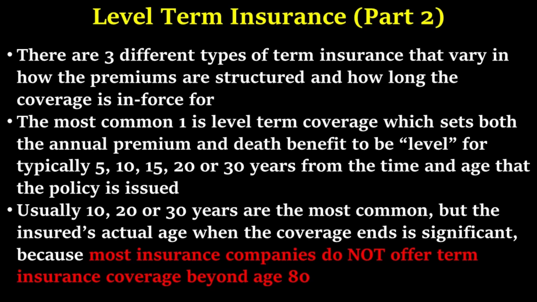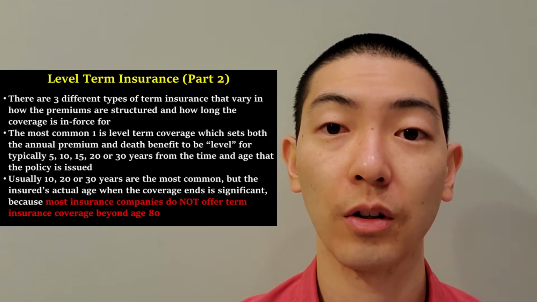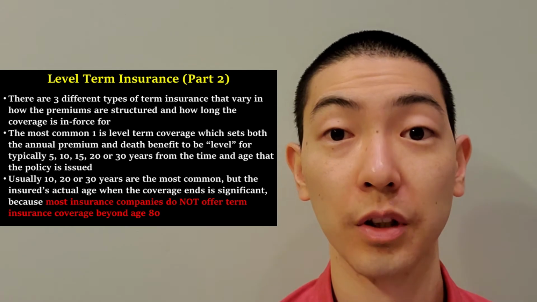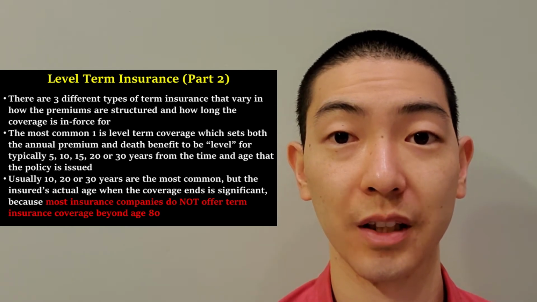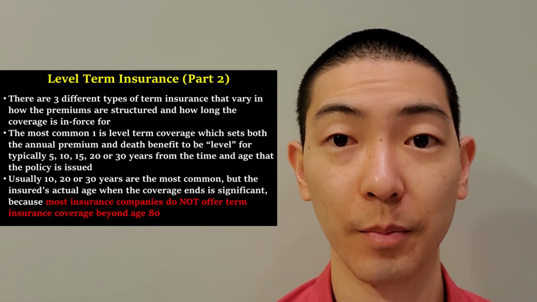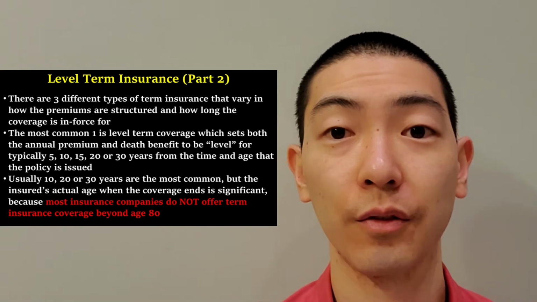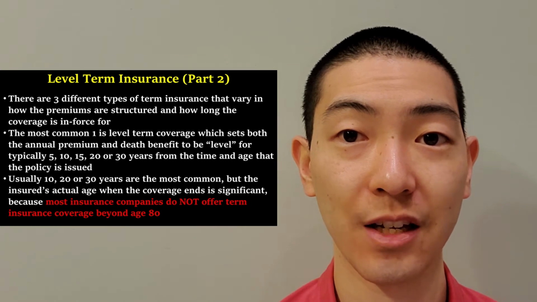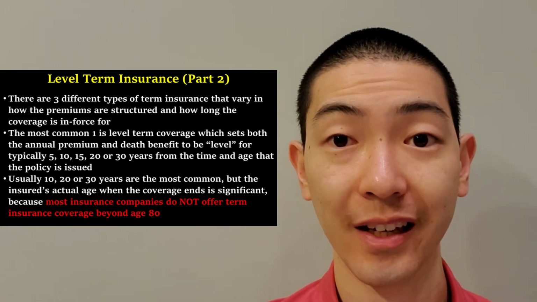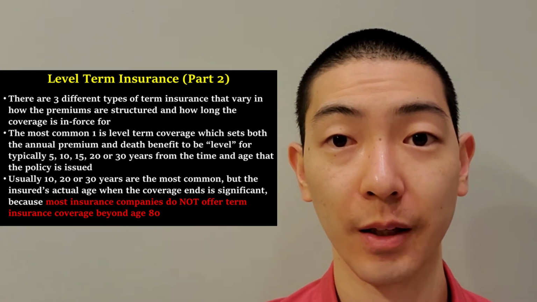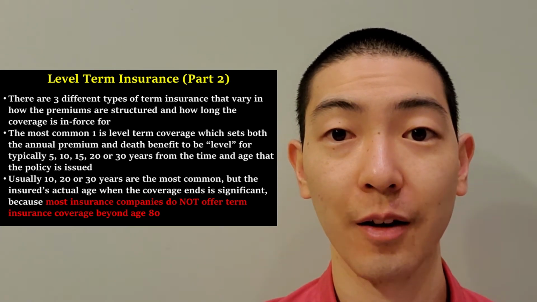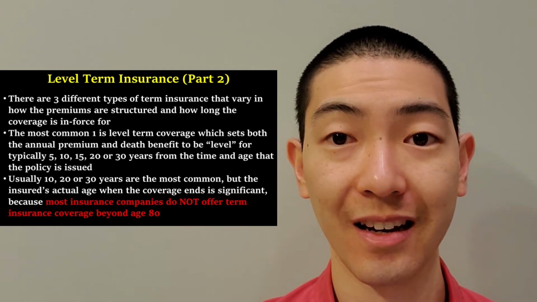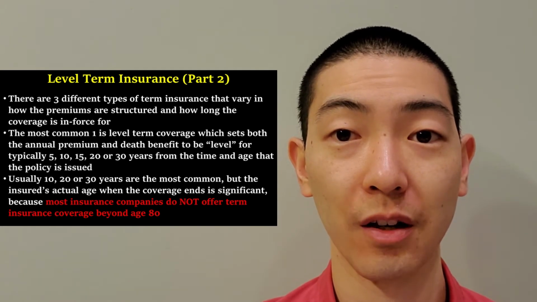There are three different types of term insurance that vary in how the premiums are structured and how long the coverage is in force for. The most common one is level term coverage, which sets both the annual premium and death benefit to be level for typically 5, 10, 15, 20, or 30 years from the time and age that the policy is issued. Usually 10, 20, or 30 years are the most common, but the insured's actual age when the coverage ends is significant because most insurance companies do not offer term insurance coverage beyond age 80.